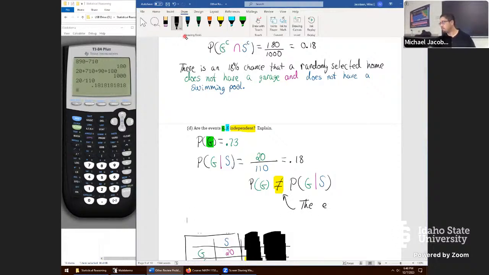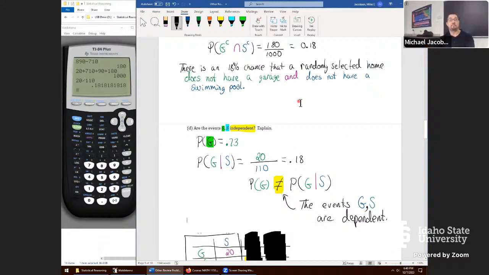The events G, S are dependent. In other words, what we showed is the probability of G will depend on whether we know S occurs or not in this problem. Any questions, folks, with independence?